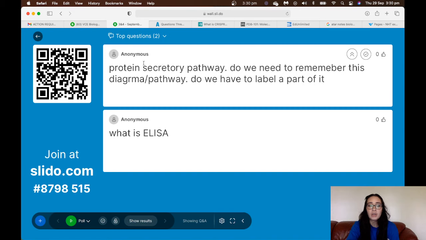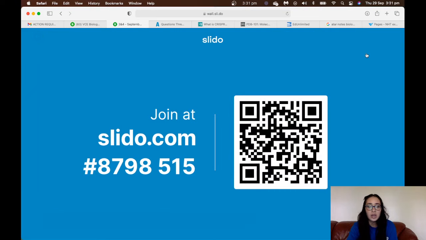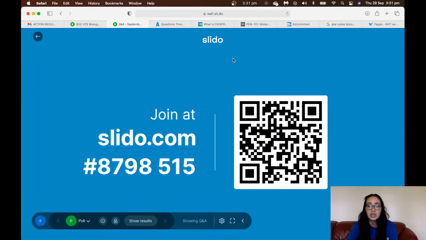So just look up differences between normal pathway and protein secretion pathway. And ELISA is enzyme-linked immunosorbent assay, which is a method of detecting presence of antigens.